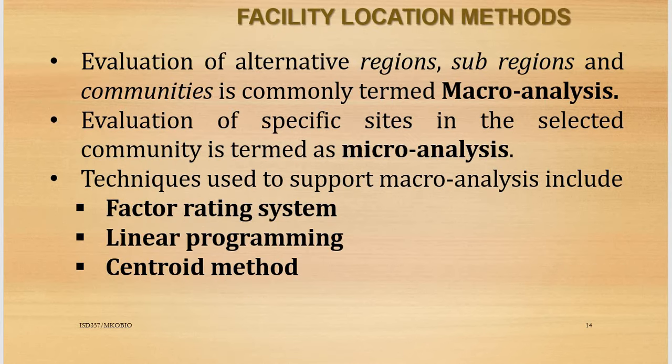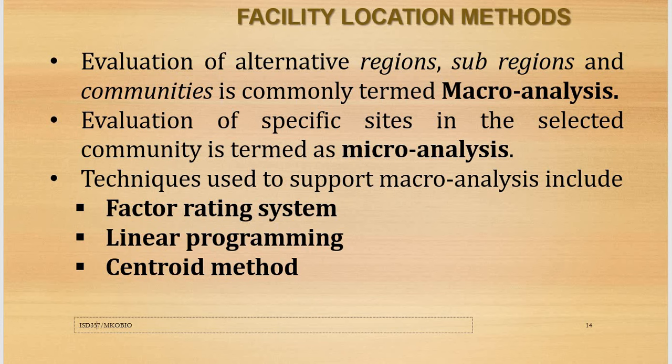Then we move on to facility location methods. The evaluation of alternative regions, sub-regions, and communities is commonly termed macro analysis. So if you want to evaluate alternative regions in order to choose a community, we call that process macro analysis. But the evaluation of specific sites in the selected community, we call micro analysis. We have three techniques in support of macro analysis, that is choosing a community: the factor rating system, linear programming, and the centroid method.